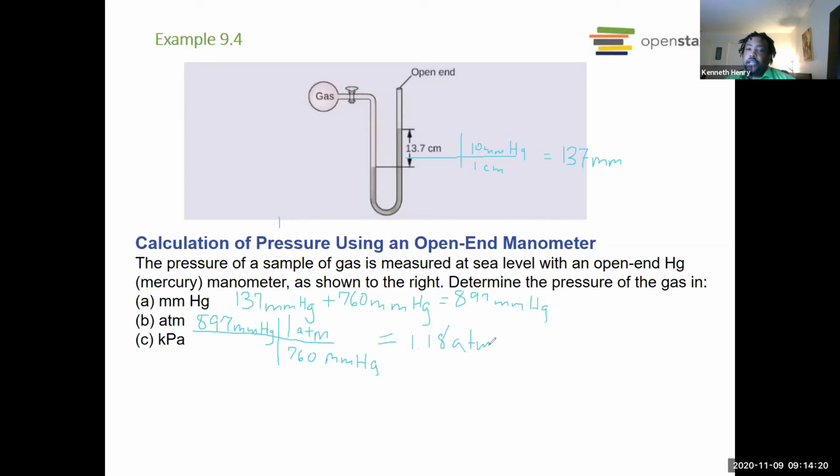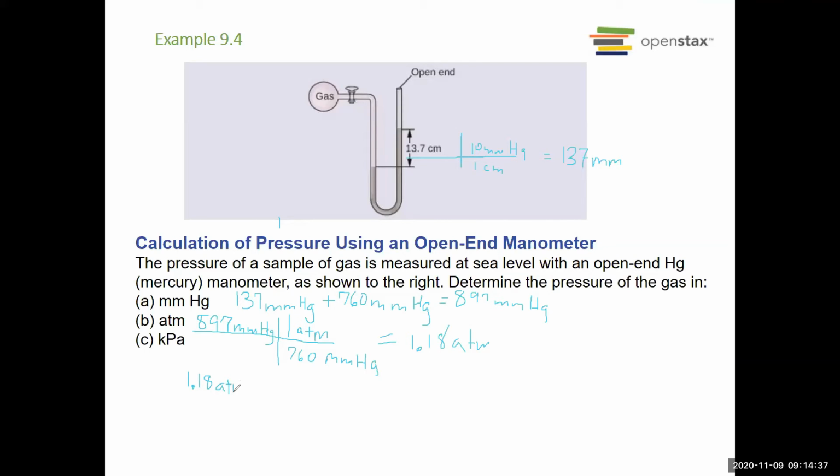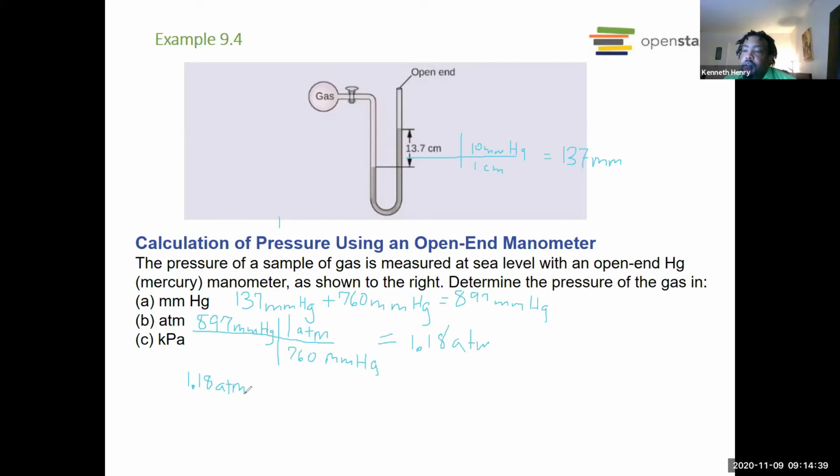Okay, so now I have it in atmospheres, right? That's 1.18. So if I want to convert it to pascals, Gracia, what am I going to use to convert it to pascals? How am I going to change 1.18 atmospheres to pascals, kilopascals?